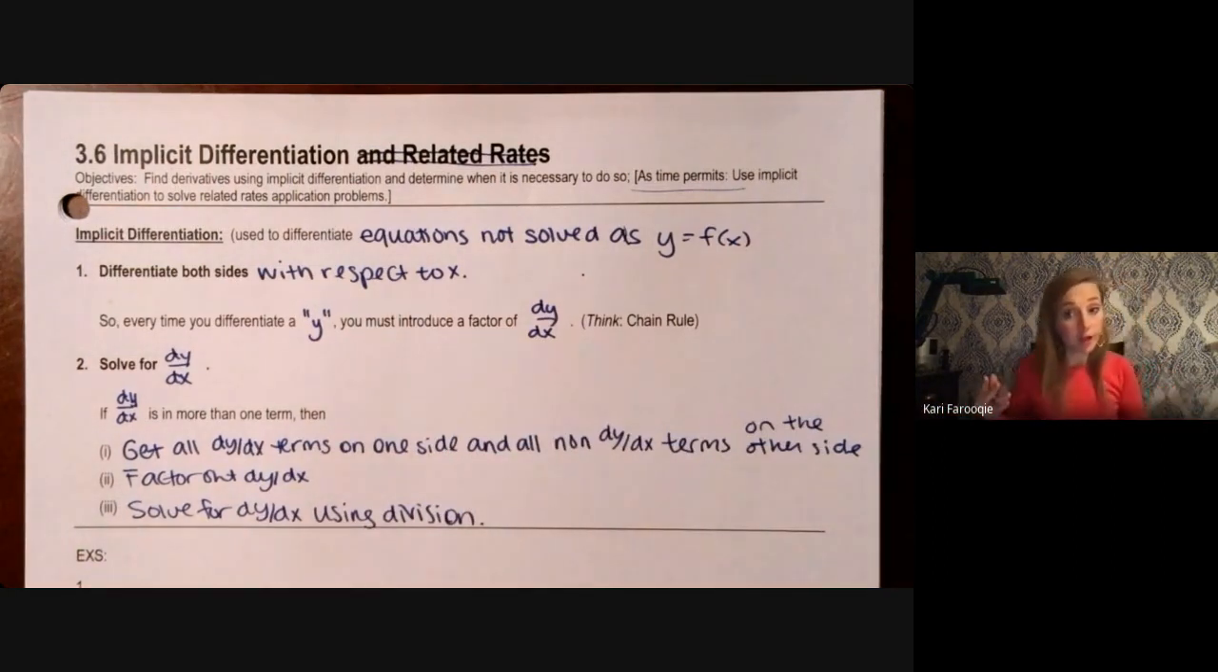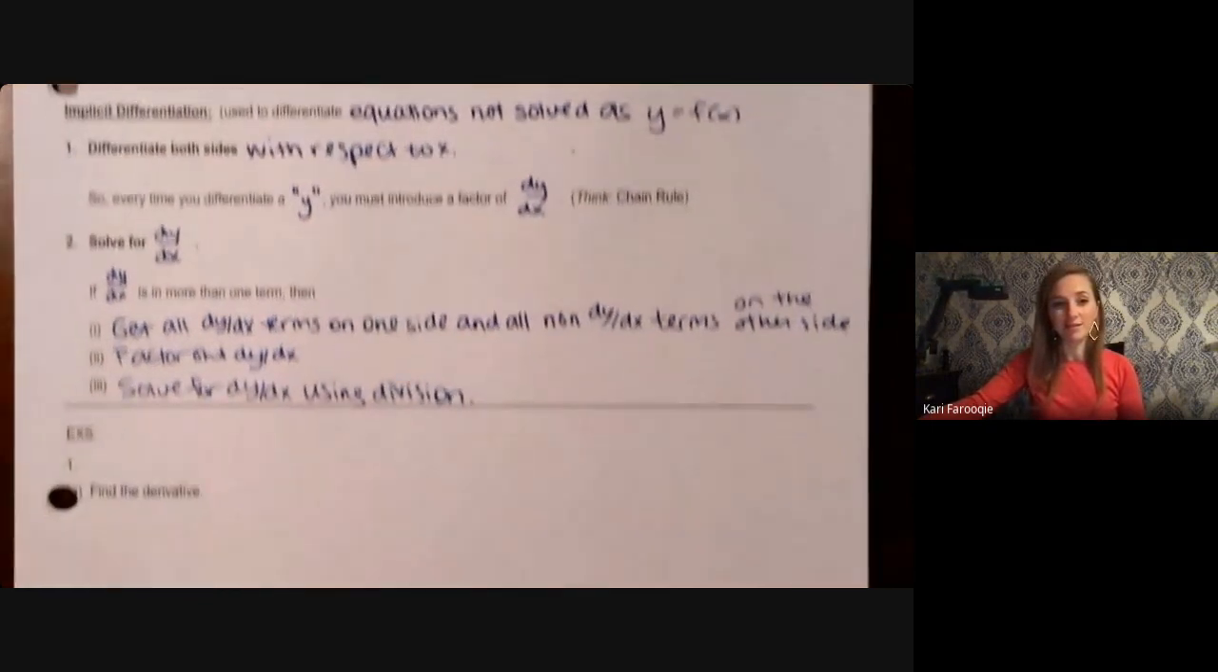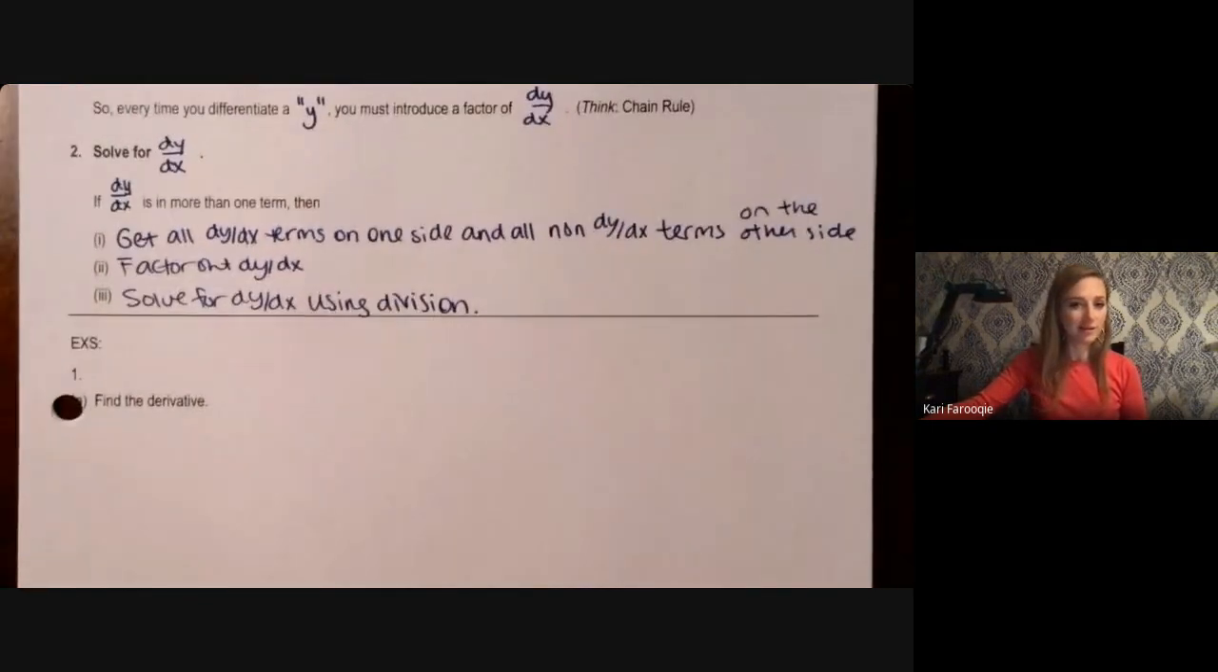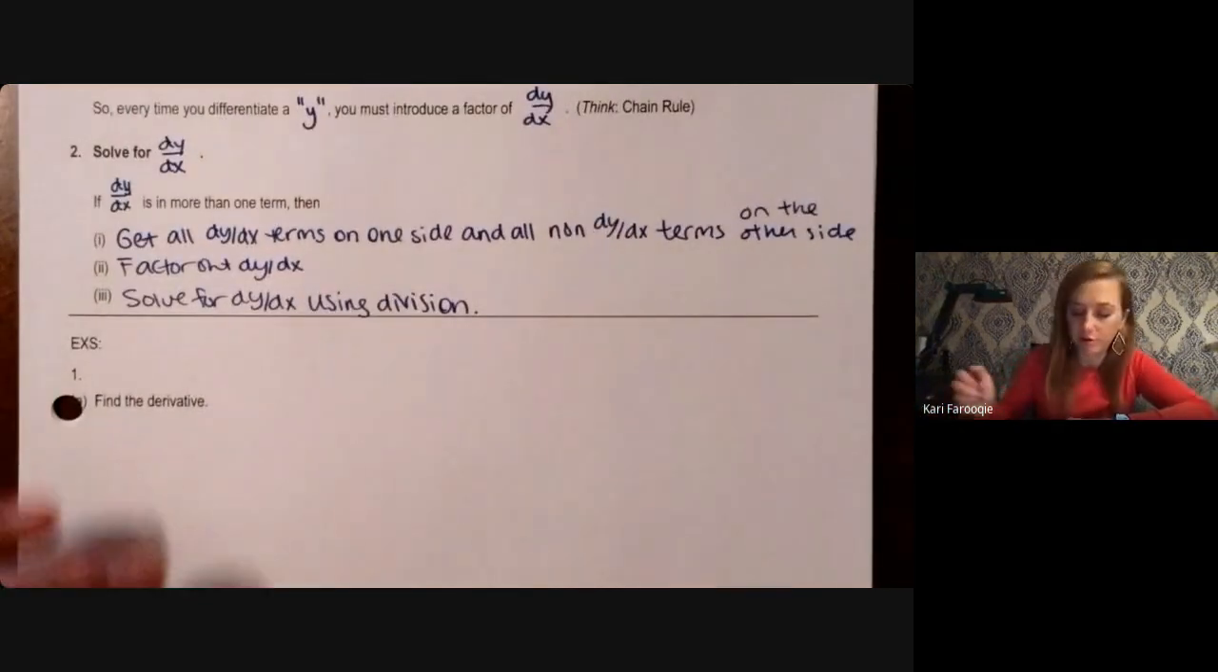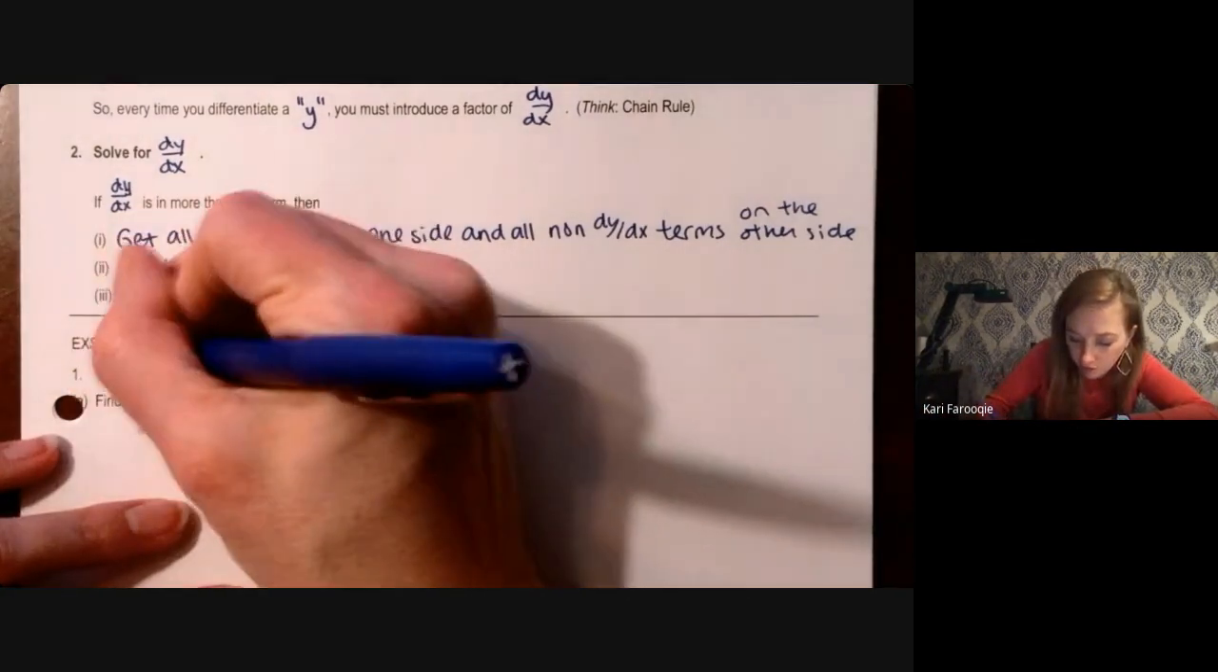So those were the steps. We're going to perform these steps on all of these examples that I'm going to show you for taking implicit derivatives. So let the fun begin. Example 1. We have x squared plus y squared equals 25.